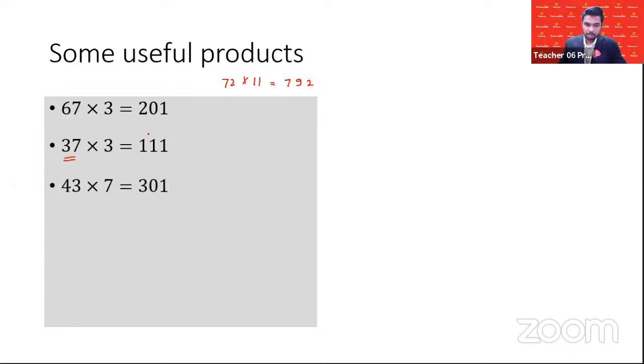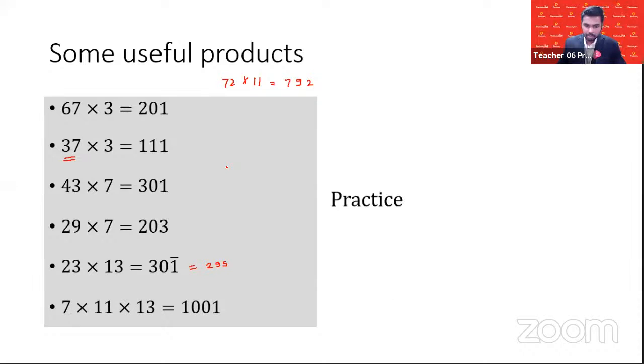Another example is 43 times 7, which is 301. You can also learn 29 times 7, which is a useful product, 203. And the last one is 23 times 13, which is 301 bar. What is 301 bar? 301 bar is 299, because 1 bar corresponds to -1. Okay. So I'll just show a few examples with these magic numbers. Let us practice these.